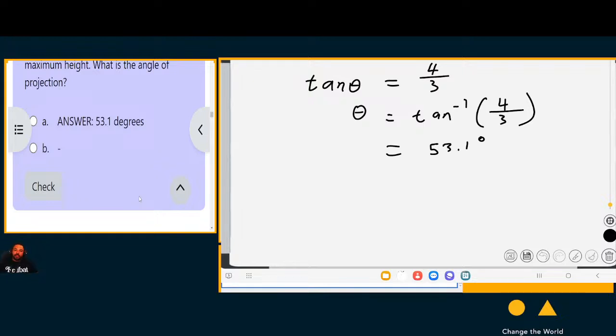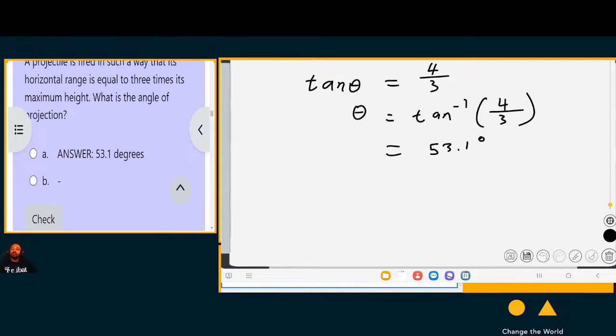And that is what the answer should be there, 53.1 degrees. Now, are there any questions? By show of thumbs up or raised hands, who understood or can do this problem? If you were given this problem again, would you be able to do it by yourself?